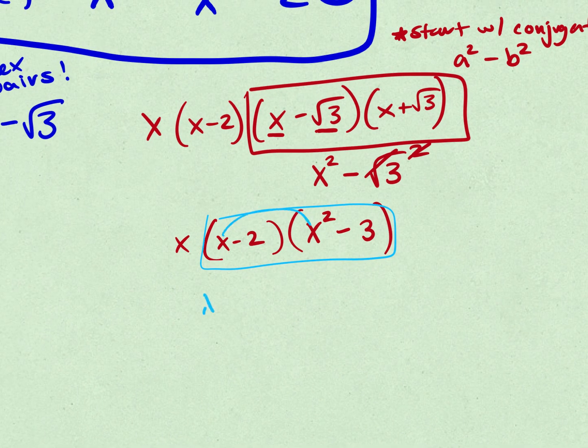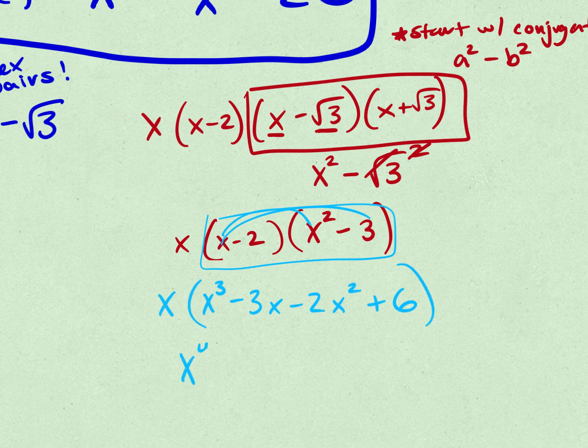So we have x cubed minus 3x minus 2x squared plus 6. And then I'm going to distribute the x. So x to the 4th power. I'm going to put it in standard form here too. So minus 2x cubed minus 3x squared plus 6x. So this is our function.